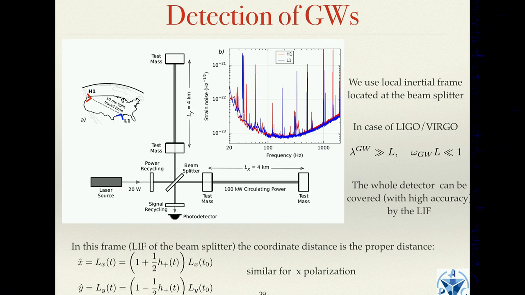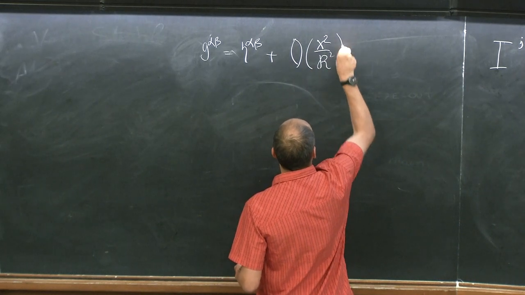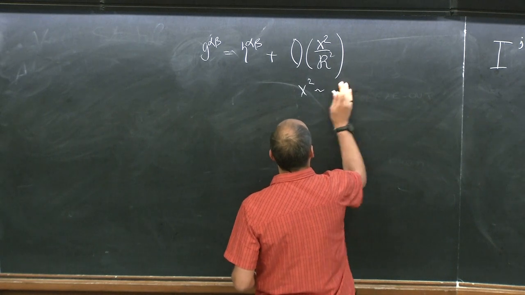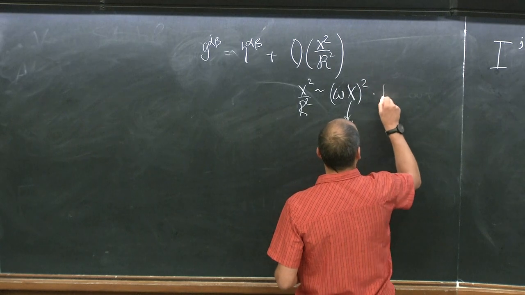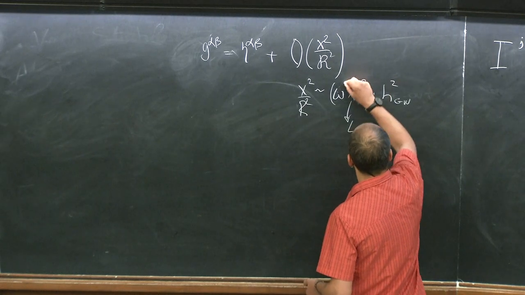And I want to look in a bit more detail at how we take the interaction of the whole system with gravitational waves. In the case of LIGO and Virgo, what happens is that the gravitational wavelength is significantly larger than the size of the device. And because of that, g alpha beta is equal to eta alpha beta plus x squared divided by r squared. And x squared is proportional to omega, over r squared, is proportional to omega x. X is basically L square times h, gravitational wave square. The key point is this term omega L.